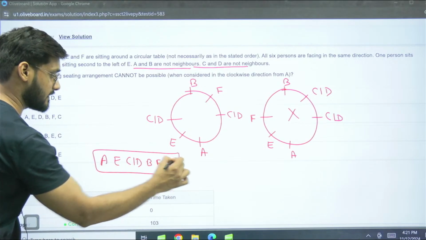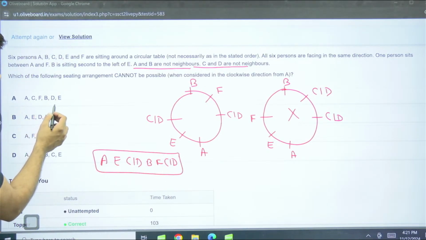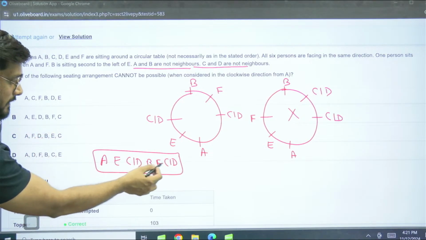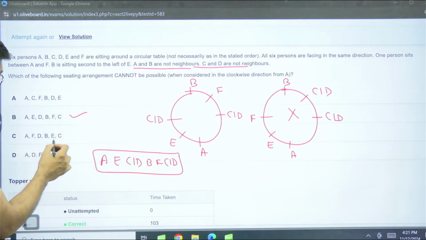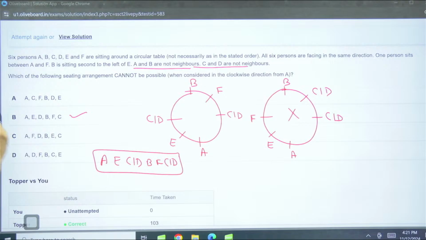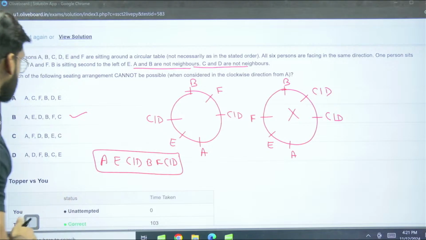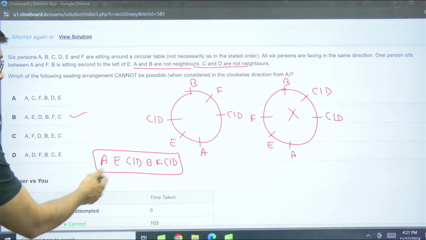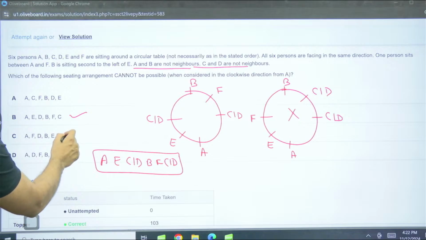Right? Let's see which option is matching. This one cannot be possible. Okay, A, E, D, B, F, C. This is possible. A, F, D, B, E, C. This is not possible. When considering the clockwise direction from A, it should start with A, E. A, D, F, B. This is also not possible.